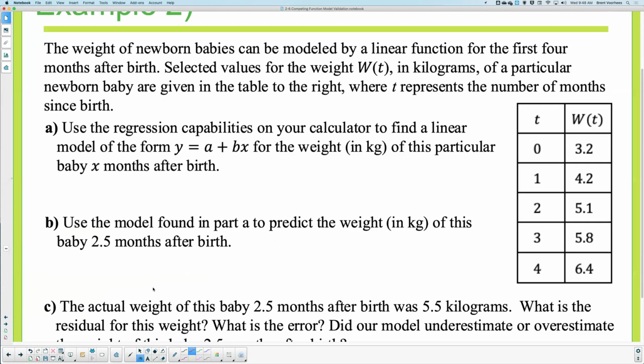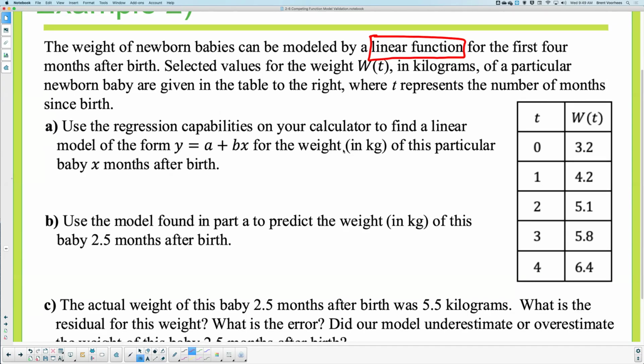Okay. Example 2, the weight of newborn babies can be modeled by a linear function. They told us what type of function it is. What type of function is it? Linear. I would always box that up when you come across it. For the first 4 months after birth, selected values of the weight in kilograms of a particular newborn baby are given in the table to the right, where T represents the number of months since birth. Use the regression capabilities on your calculator to find a linear model in the form y equals a plus bx for the weight in kilograms of this particular baby x months after birth.